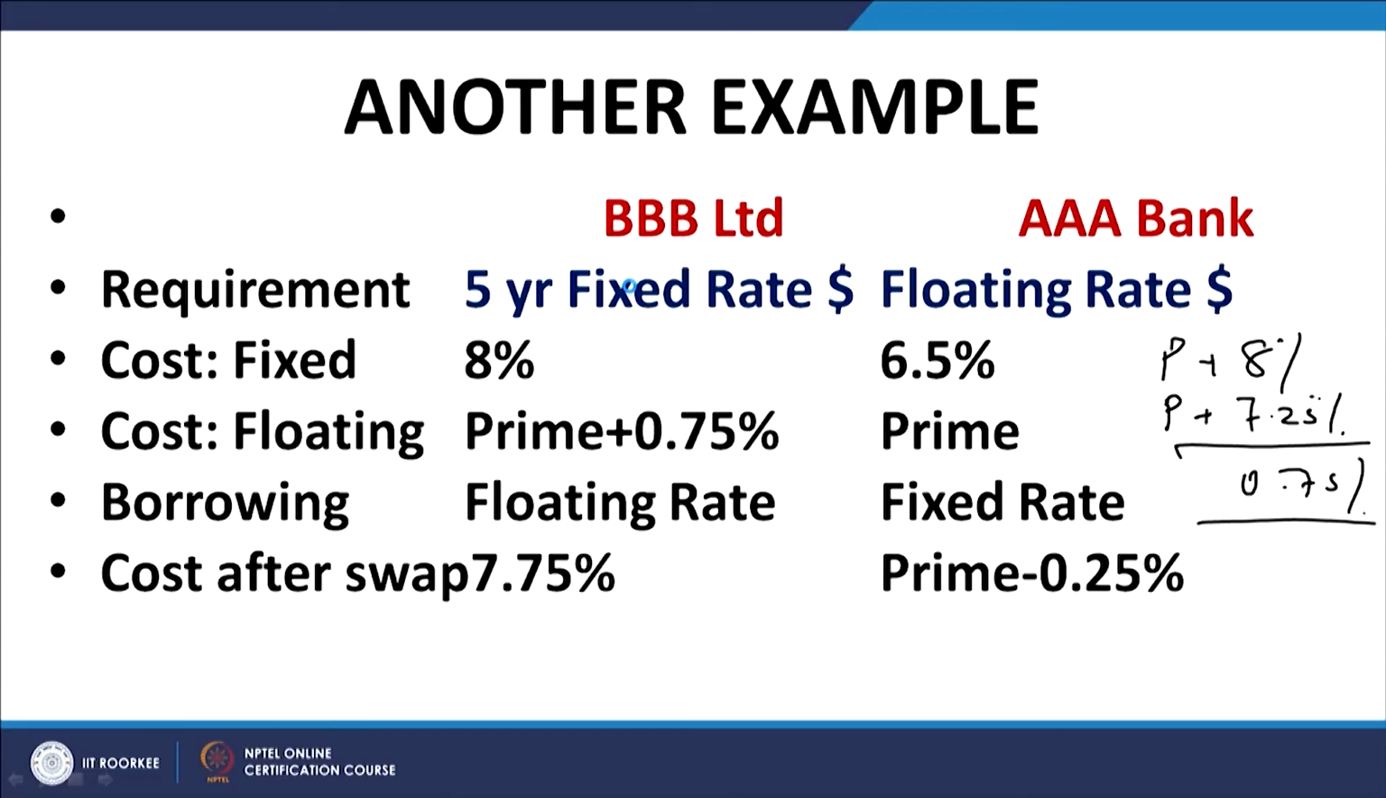Now, look at this, had they done as per their own requirements, the cost would have been 8%. Against that, it has got the money at 7.75%. AA bank would have paid prime rate. Instead of that, it has paid prime minus 0.25% and 0.25% they have paid for arranging the swap. Right. After the break, we will take up why this kind of situation happens.